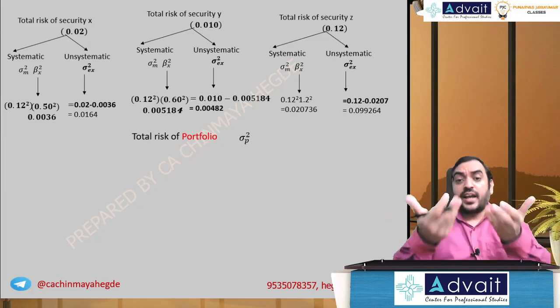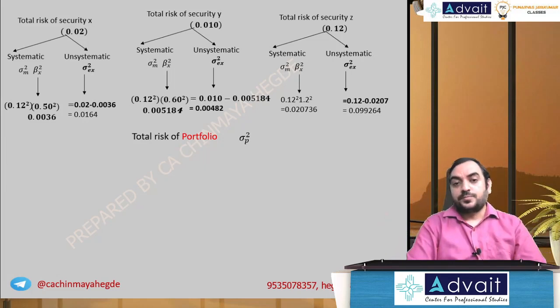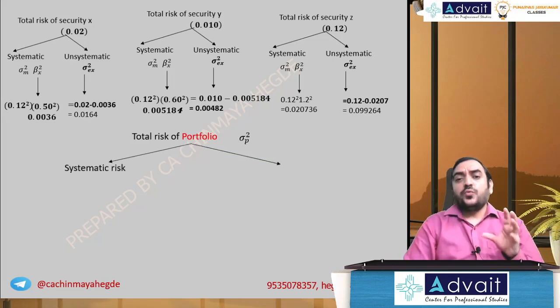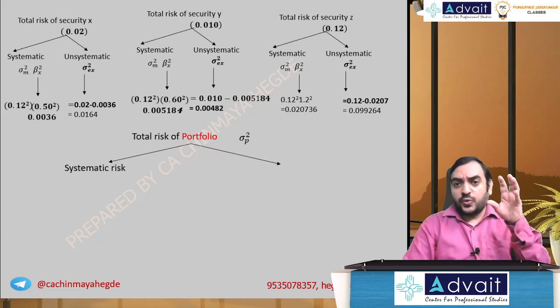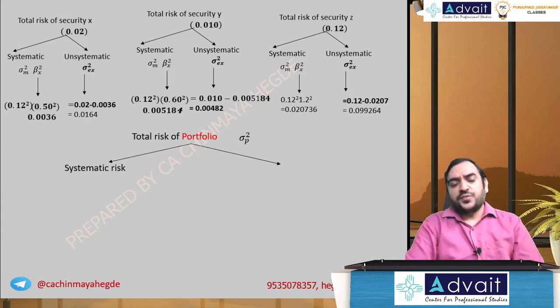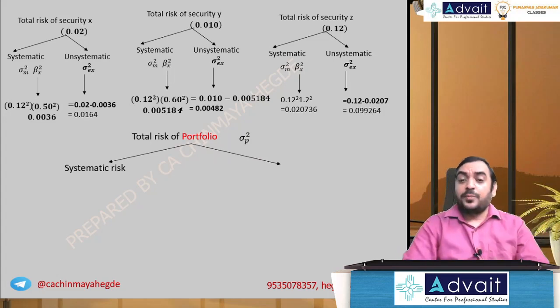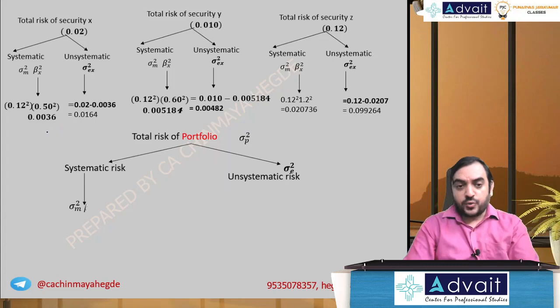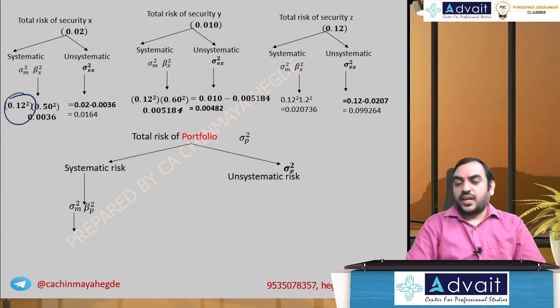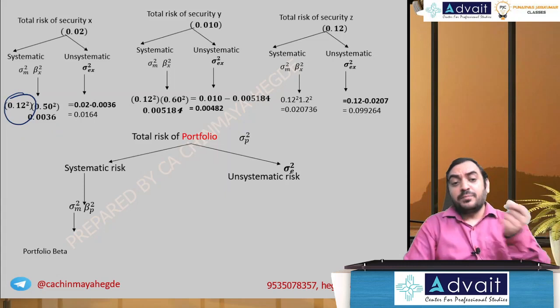We'll do the total, and that's how we'll arrive at the portfolio risk using Sharpe index. Same approach. Portfolio risk, systematic. What we did in security, market variance, we multiplied by beta of security. Here what we are going to do, market variance, we multiplied by beta of portfolio. So market variance is, we know, that is same 0.12 square, multiplied by portfolio beta.